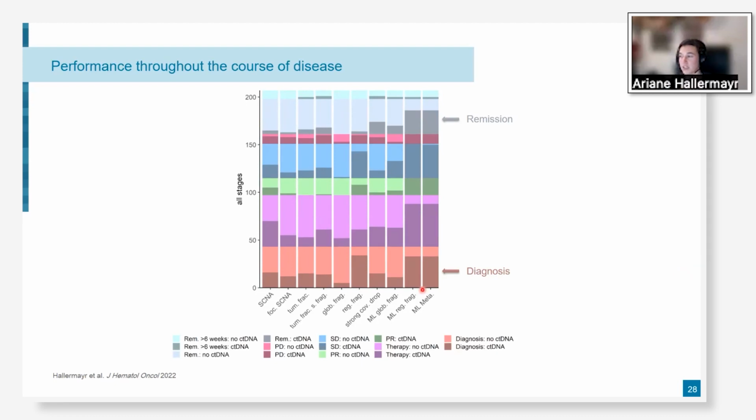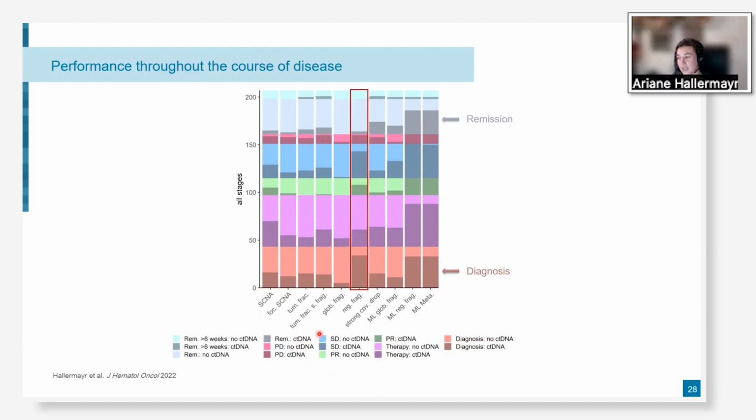And in this plot, the samples collected are categorized in colors depending on the time point of sample collection. As you can see here in this red panel, those are samples collected at diagnosis, for example, and the dark color in each panel always indicates the presence of ctDNA or prediction of ctDNA, and the bright color are the samples for which no ctDNA was predicted on the specific cfDNA feature. And on the x-axis, each bar represents one analyzed cfDNA feature.